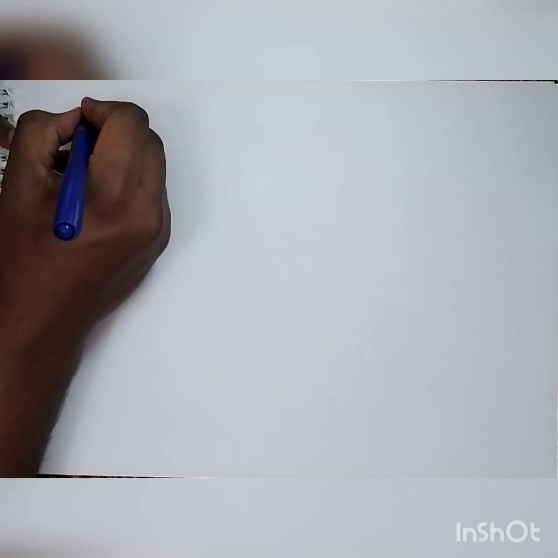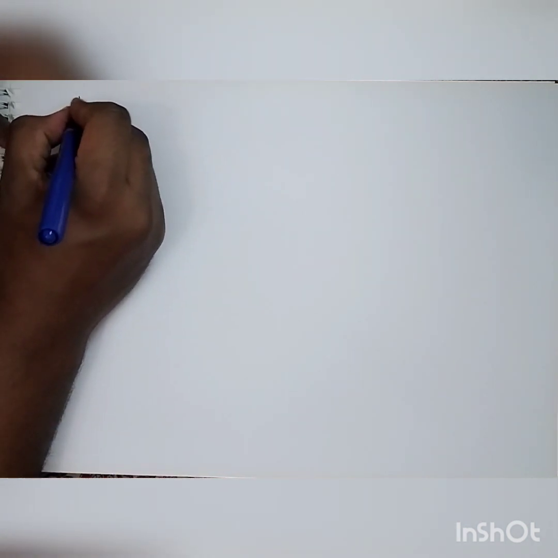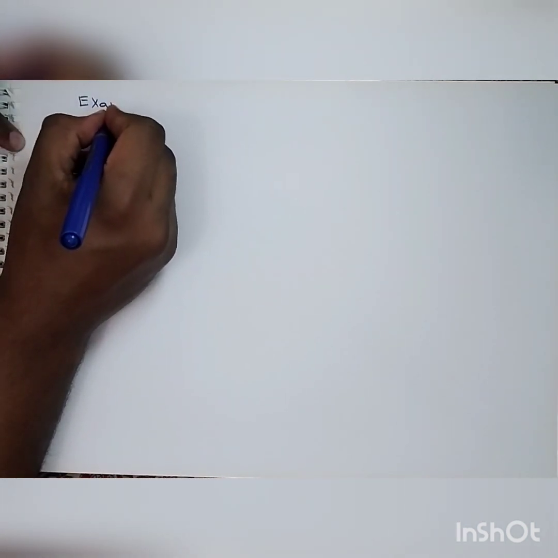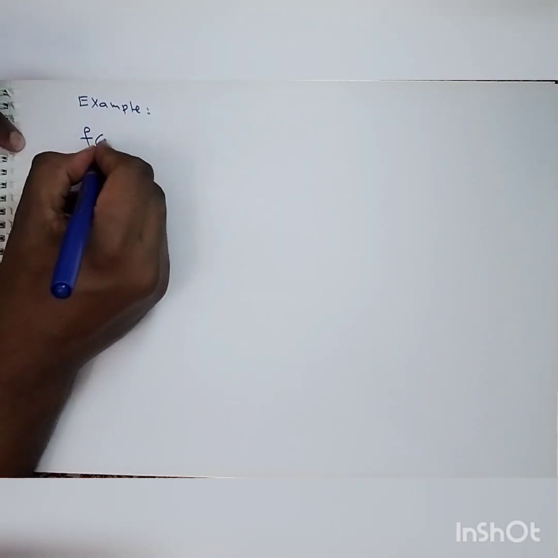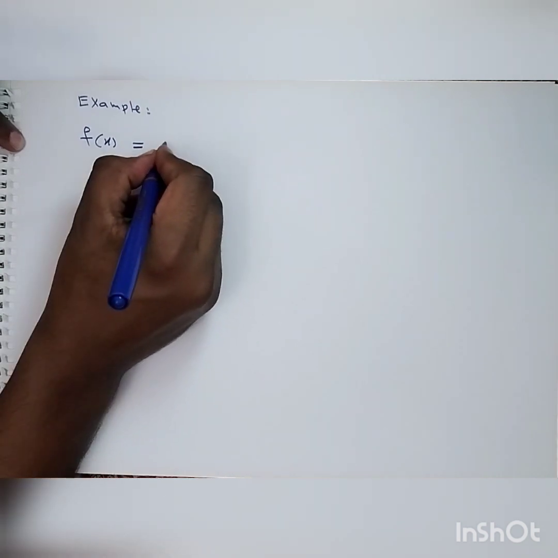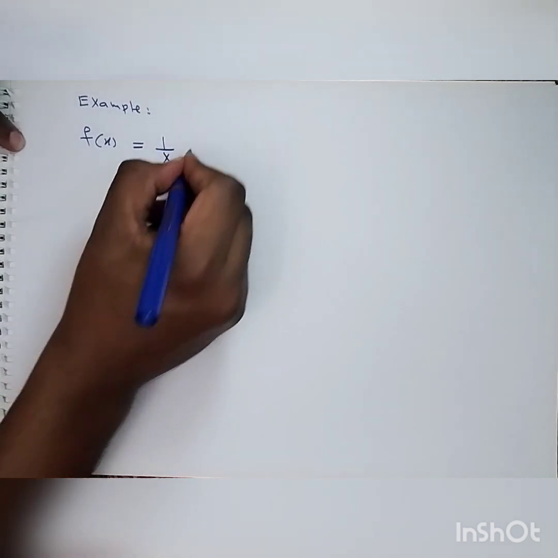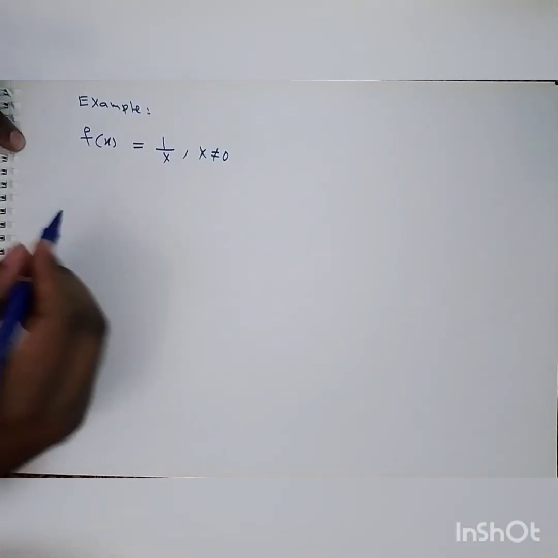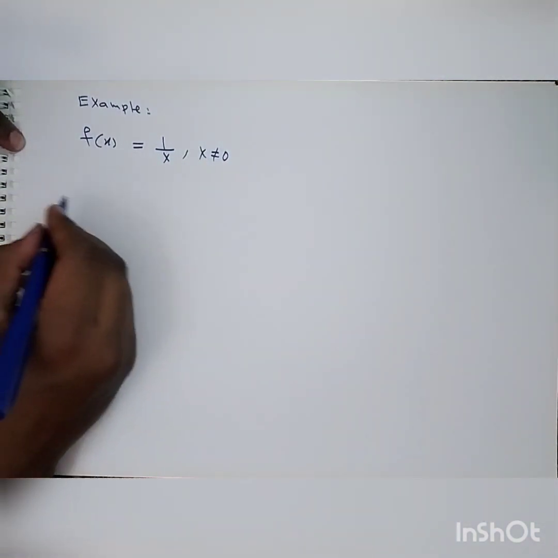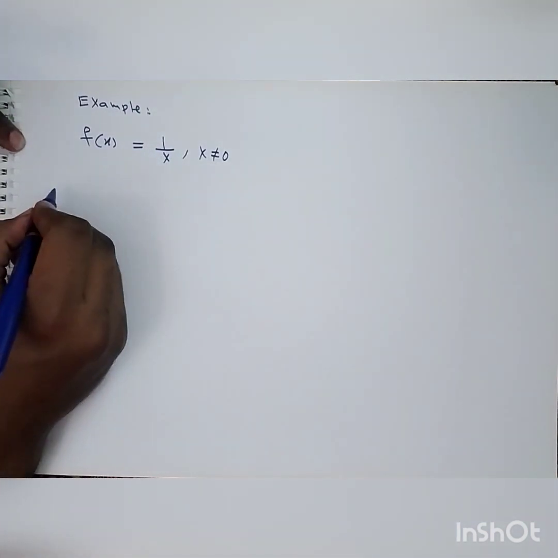Let us continue our previous lesson, which is finding a derivative of a function using the limit concept. So now we continue with some examples. Let us take this example. For example, we have f of x equal to 1 divided by x, such that x is not 0. Now we would like to apply our rule to find the limit of this function.